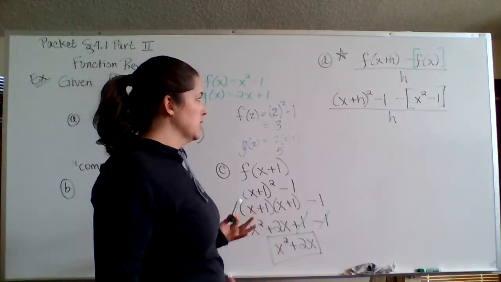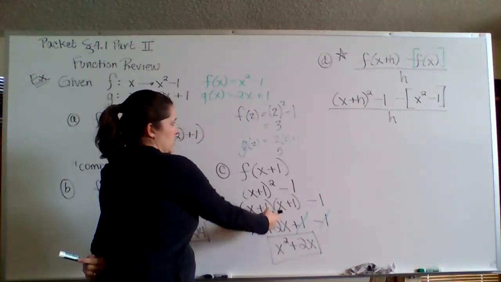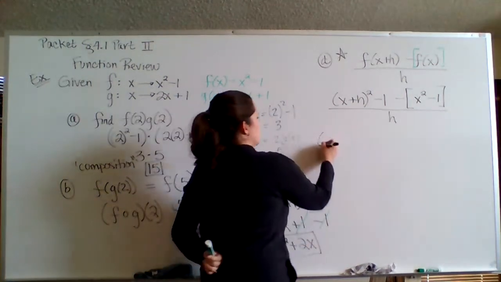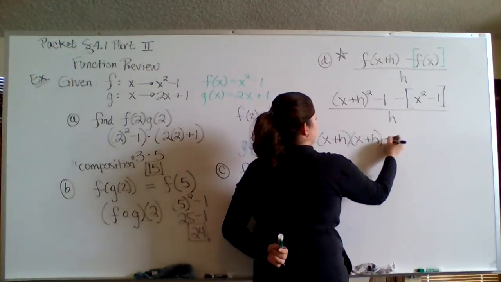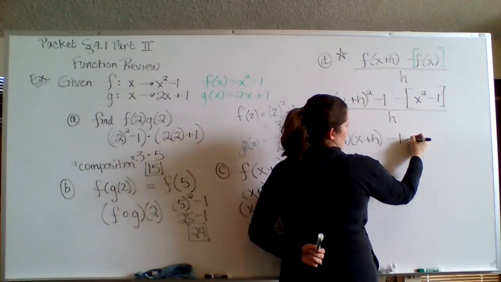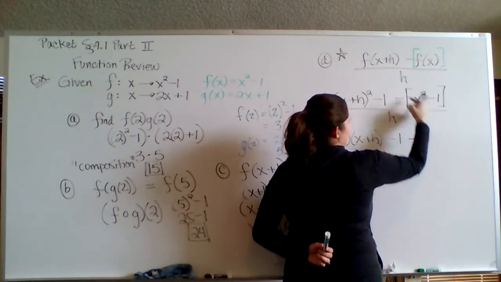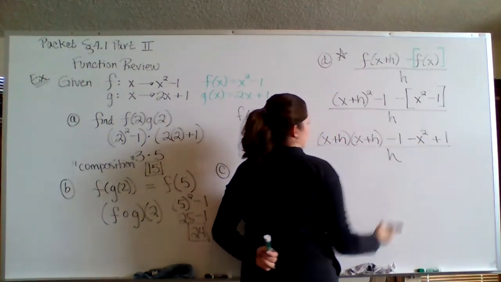As you clean up the top, we're going to square this out, just like we were talking about, writing it out twice and multiplying it out. Whether you think FOIL or big distributive property, we still have the minus 1 on the end. Then I'm going to distribute to get rid of that negative sign and clear out my brackets. So it's a negative x squared, and a negative times a negative gives me a positive 1. All of that is my numerator, all over h.